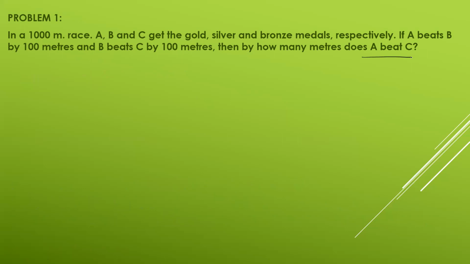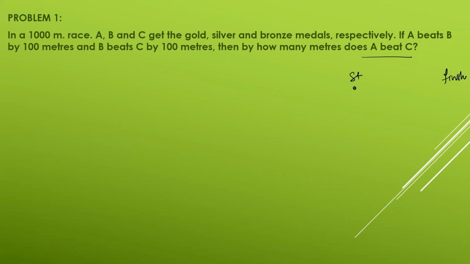Let's quickly understand what's happening here. There's a 1,000-meter race in which A, B, and C all won, and A got the gold medal, B got silver, and C got bronze medal. A beats B by 100 meters. That means A covered, this is your starting point, and here is your finishing point.